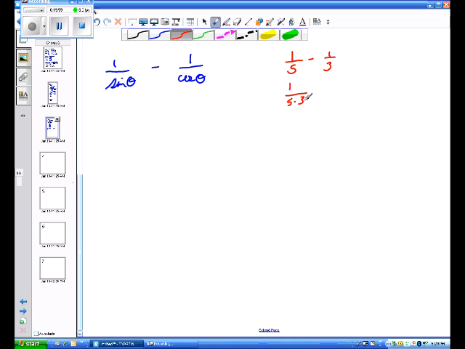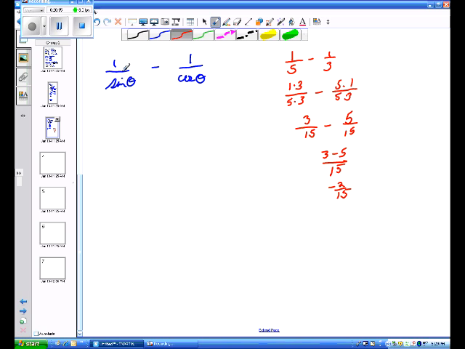What do we have to multiply 5 by to make it 5 times 3? Well, 3, so that's what we would multiply our numerator by. Then we would go over here. What do we have to multiply 3 by to make it 5 times 3? Well, by 5, and so that's what we would multiply our numerator by to make equivalent fractions. So we would have 3/15 minus 5/15, and that's the same as 3 minus 5 over 15, or negative 2/15.